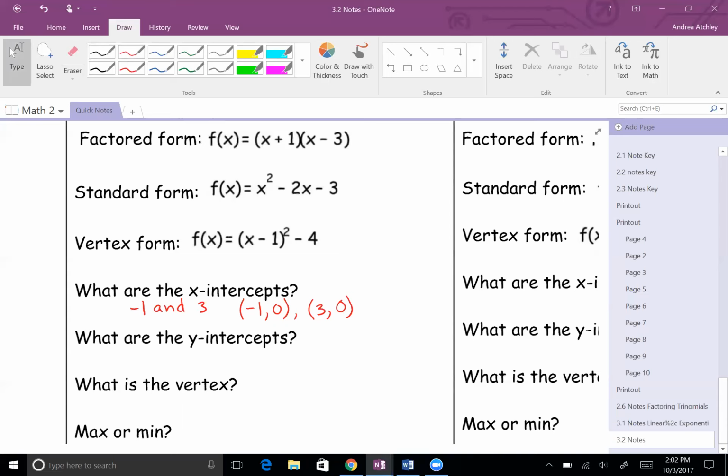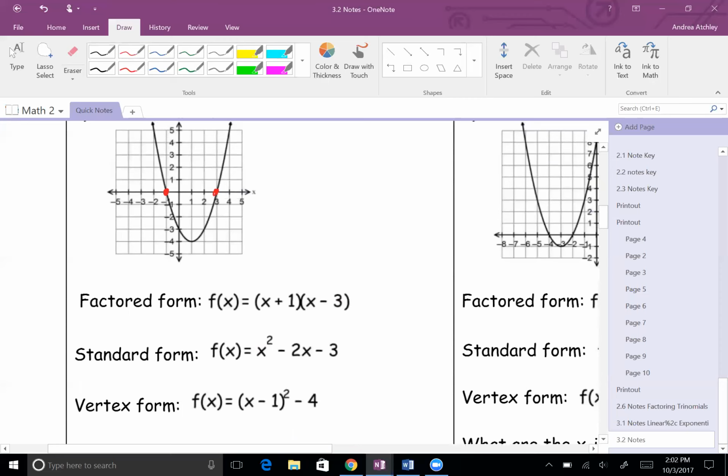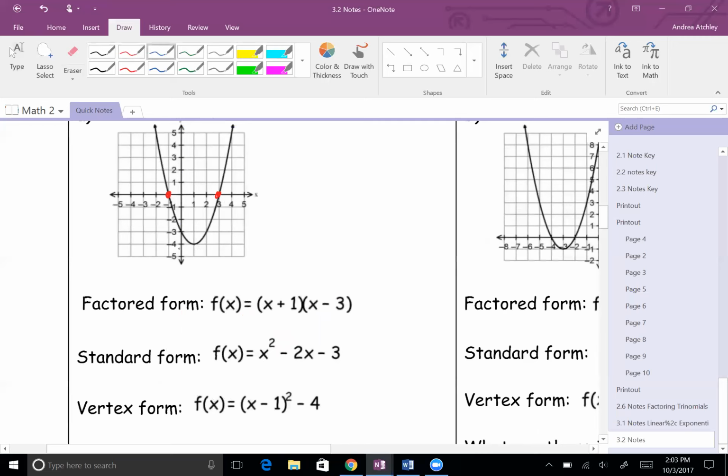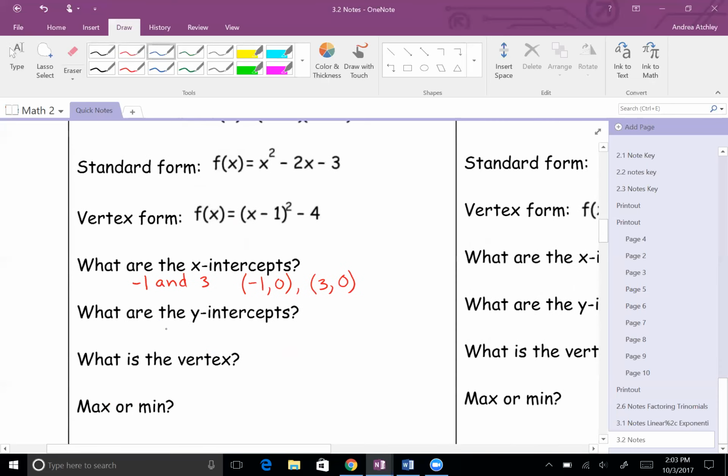Then we're going to look at our graph once again and find now the y-intercept, where it crosses the y-axis. So here's my y-axis, and it crosses right here at -3. So my y-intercept, the x value is always 0, and the y value in this case is at -3. Any questions over that?